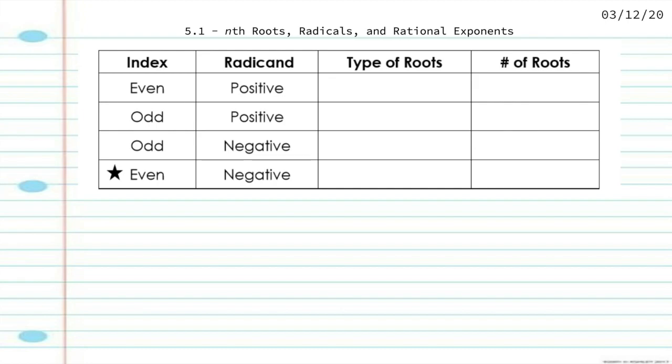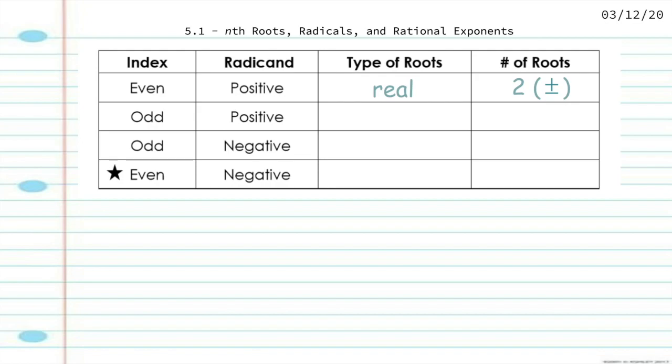The first row that we're going to look at is when you have an even index and a positive radicand. An even index would be like a square root or a 4th root or a 6th root. Positive radicand means that your number is positive, not negative. So when you have an even index and a positive radicand, you are going to get a real root, but you're going to have 2 of them because you're going to have a plus value and a minus value. So if you are trying to take the square root of 25, it's an even index and a positive radicand, you would get plus or minus 5 as your list of possible real solutions.